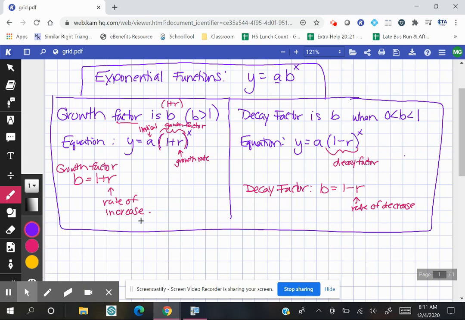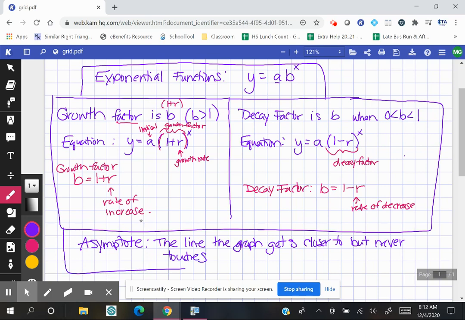Other thing to remember is an asymptote that I know we've talked a little bit about this year and you may have heard of before. And let's just review what that is. So the asymptote is the line the graph gets closer and closer to, but never ever touches. It will never cross that line. And that is an asymptote.